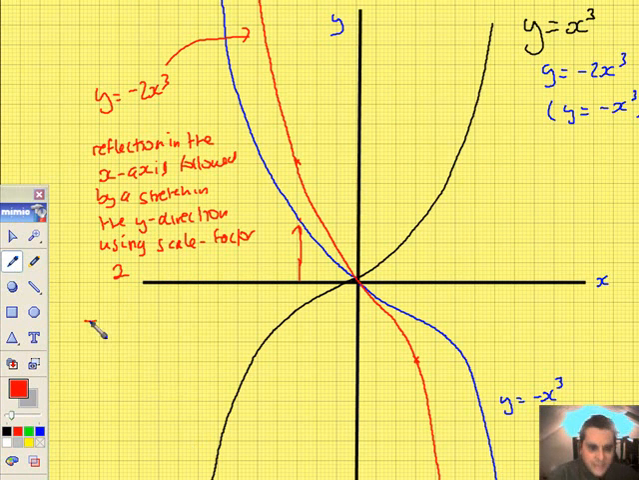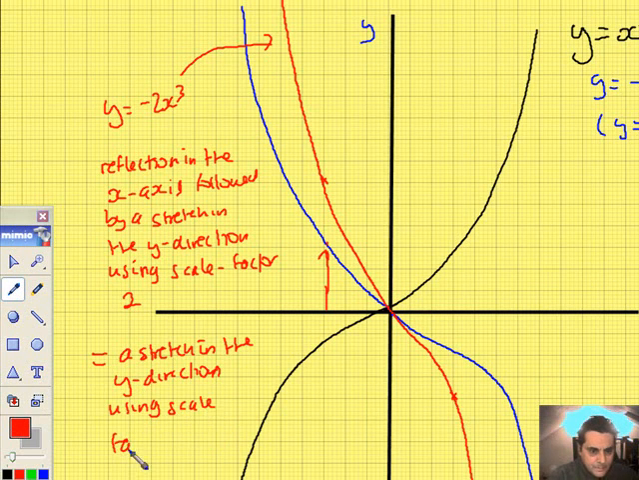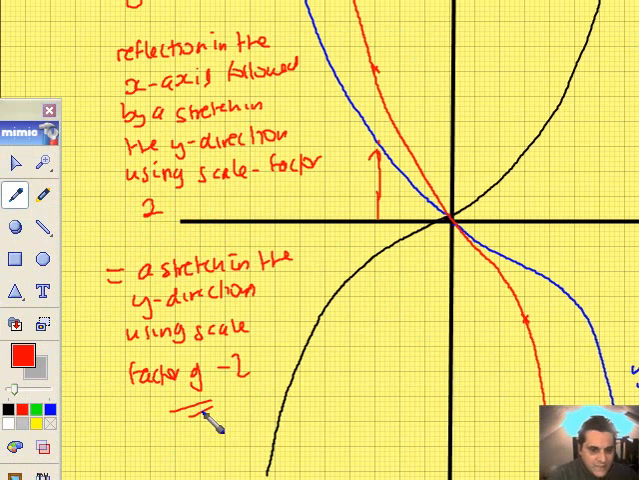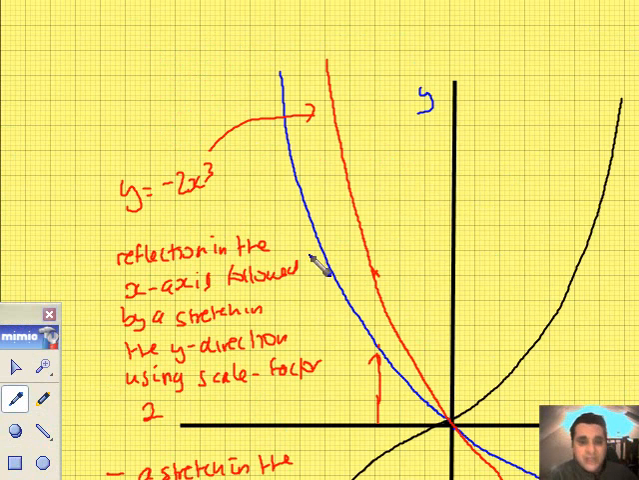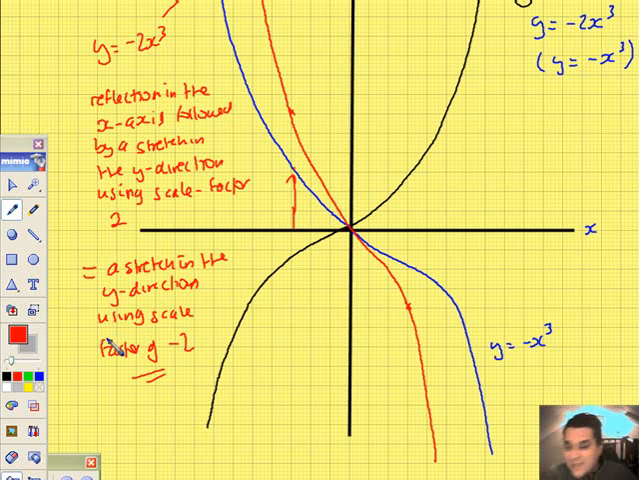Alright, I think that'll be the same as a stretch in the y direction using scale factor of minus 2. Now I just want to check that one in the answer book and then get back to you. Again, what I've done is correct. I've reflected it first, hence the blue one, and then I've stretched it. Or I can stretch it and flip it in one go, and that's the equivalent to a stretch in the y direction using scale factor of minus 2.